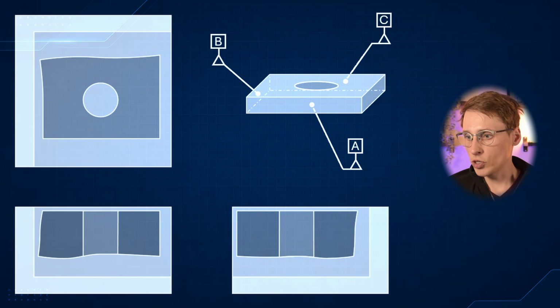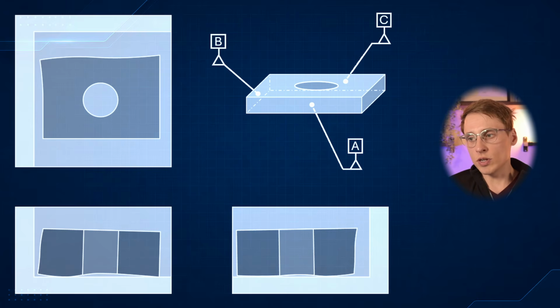So datum feature A comes down onto its datum feature simulator and makes 3 points of contact. And now what's happened is we've constrained 3 degrees of freedom. So the part can only now slide left, right, forward, backwards, and spin, but it can no longer tilt, yaw, or move up and down.